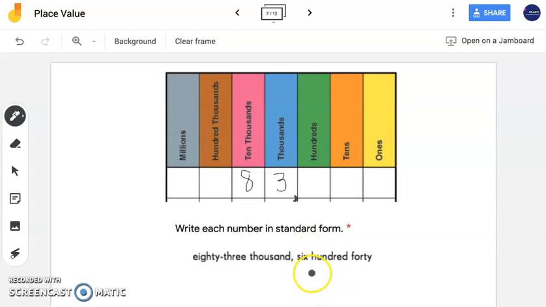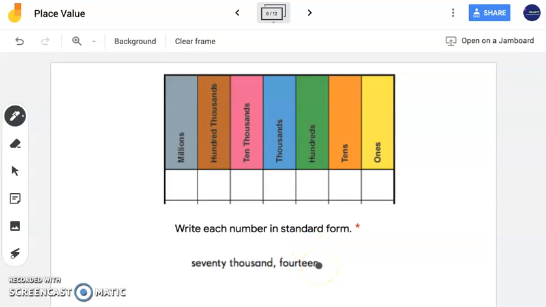Then I have 640. So all I'm going to do is write 640. Now notice I like to break this into two parts. So I have one part here, one part here. If it helps you to read them both separately when you're writing the number in standard form and then combining it all together, that's fine as well. So here again, I have 83,640. This is standard form, while this is word form.